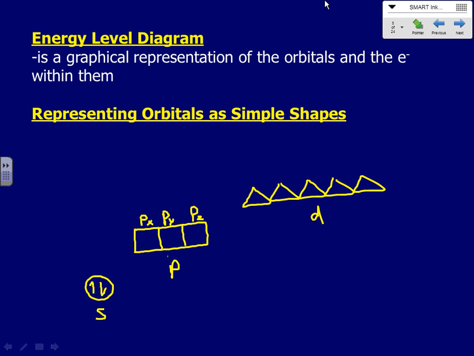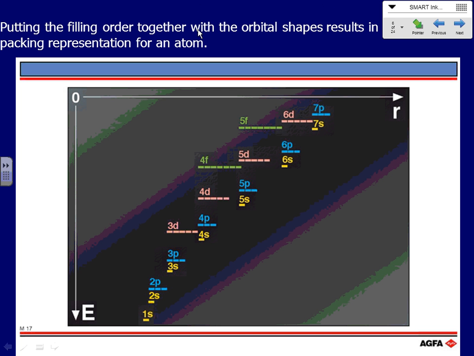Okay, so these are our energy level diagrams. Let's get ready and start drawing some of these things. Now, don't worry about this. This puts together our little simple shapes along with the filling order, right? So here they're representing it not with shapes, but just with little lines that you could put the electrons above and below. There's your electrons there.